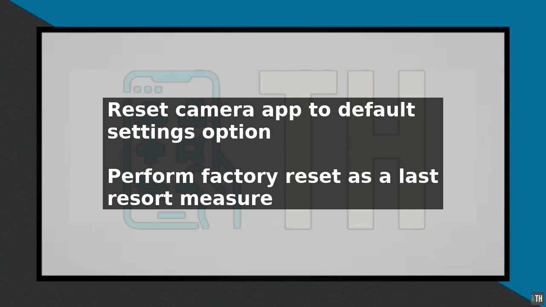To perform a factory reset, go to Settings, then System, and select Reset Options. Choose the Factory Reset option and follow the prompts to complete the process. By following these steps, you should be able to fix a camera not working on Android. Remember to always back up your data before performing any major changes to your device.